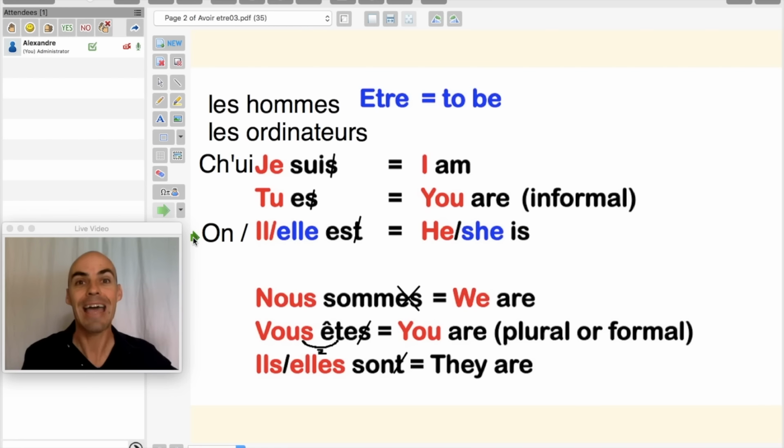So, on est à la plage. We are at the beach. On est français. We're French. Okay? Nous sommes français would be very, very formal, okay? It means the same thing though.